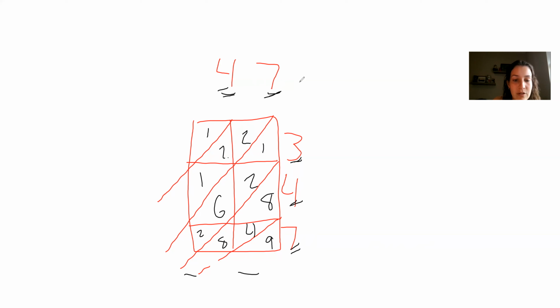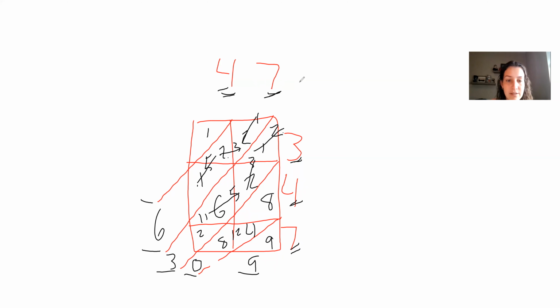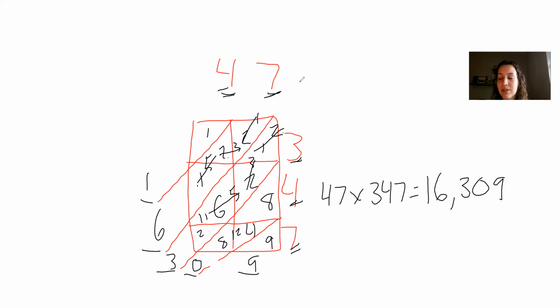So now let's add up each of these columns and see what we get. 9 plus nothing is 9. 8 plus 4 is 12. And then 12 plus 8 is 20. So put the 0 down there and carry the 2. 2 plus 1 is 3. 3 plus 2 is 5. 5 plus 6 is 11. And then 11 plus 2 is 13. So then we have 1 plus 2 is 3, plus 2 is 5, 5 plus 1 is 6. And then we have 1 plus nothing, so that's just 1. So we get that 47 times 347 is equal to 16,309.